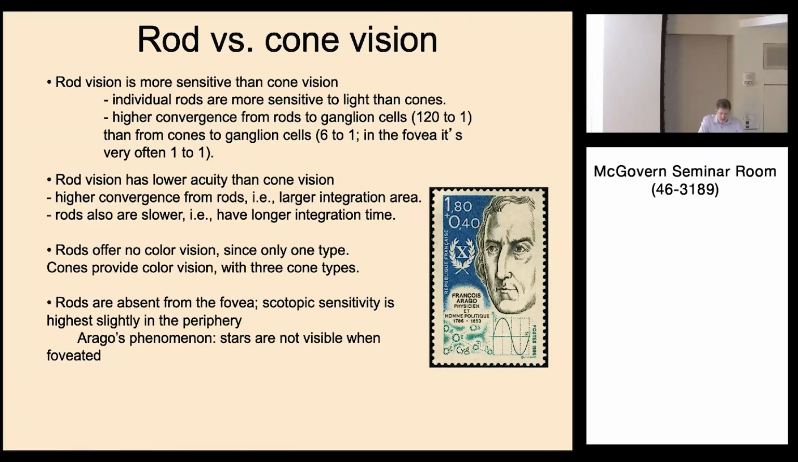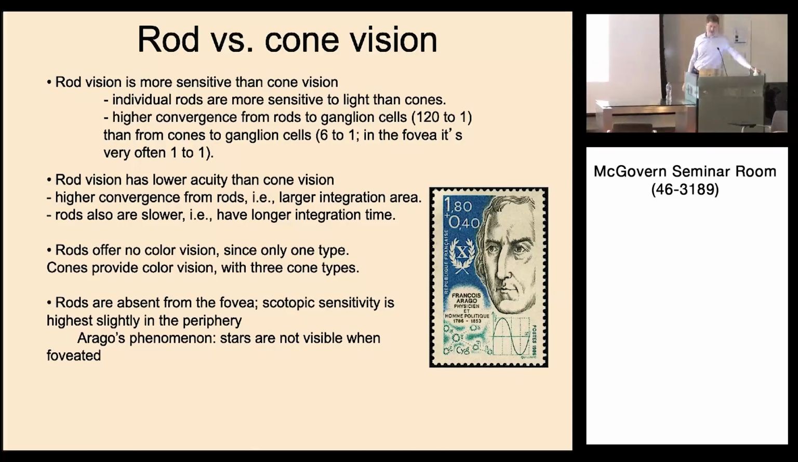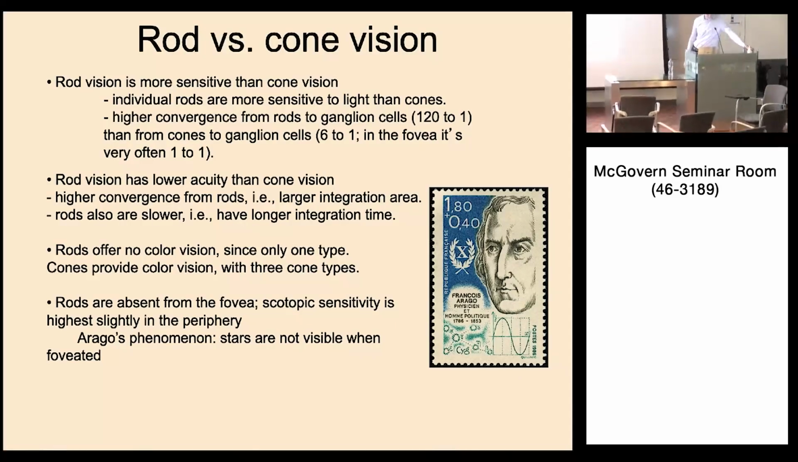All right, so rod vision is more sensitive than cone vision, but this comes at the cost of acuity, like we said. So rod vision has lower acuity than cone vision. Some of this is due to the convergence. And then another difference is that the rods are slower, so they also have a longer integration time. And again, this is sort of a trade-off between, in this case, temporal resolution and sensitivity. Right? So integrating over time maybe increases the likelihood that you'll be able to detect some photons by pooling over time, at the cost of being able to distinguish temporal patterns of stimulation.